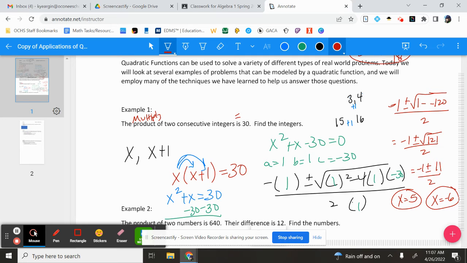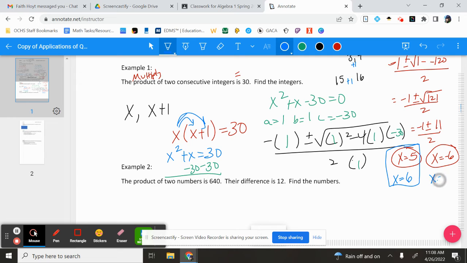Well, I have to think here, this is not my final answer because I'm looking for two consecutive numbers. So if I start with x equals 5, the number that follows it consecutively would be 6. So these two go together. And if I have x equals negative 6, then the number that follows it consecutively would be negative 5. And so we want to check these to make sure that these are correct. 5 times 6 is 30, and negative 6 times negative 5 is 30.